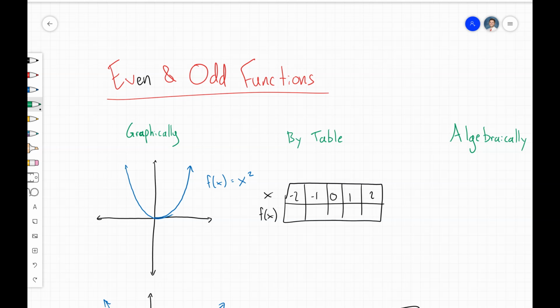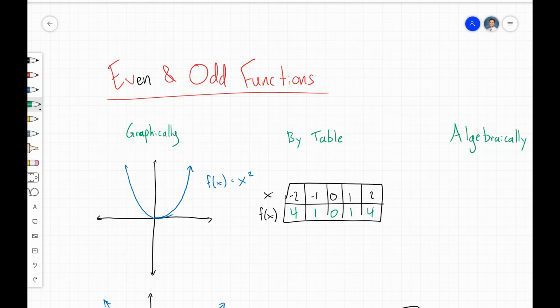Now, what this looks like in a table is simply this. If we have x squared, right, we know that 0 squared would be 0. So when x is 0, f of x is 0. When x is 1, 1 squared would be 1. And when x is 2, 2 squared would be 4. Now, if we look at our negative values, when x is negative 1, squared is positive 1. And when x is negative 2, squared is positive 4.